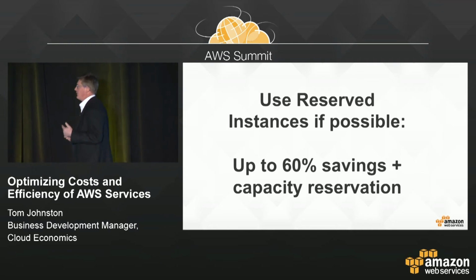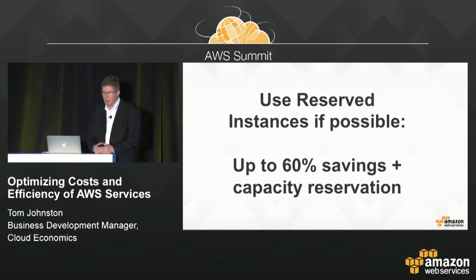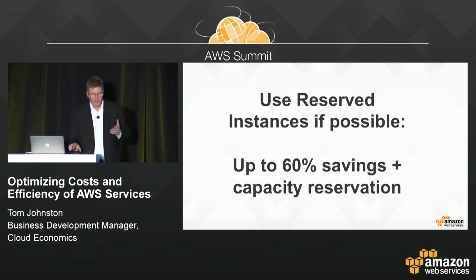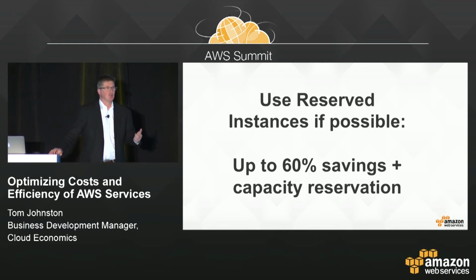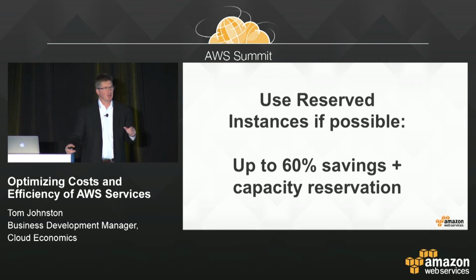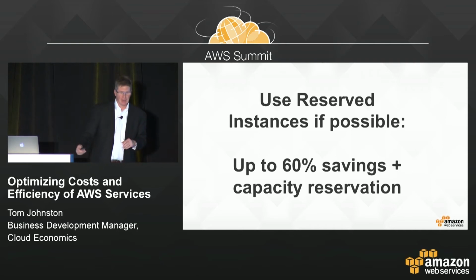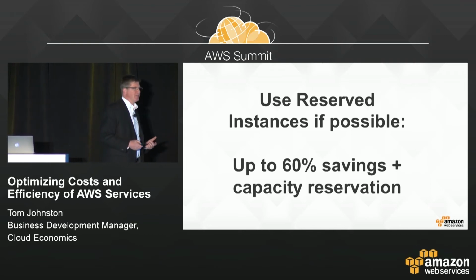What the 60% savings means for a 3-year RI, or roughly 40% for a 1-year RI, is you don't have to use that instance the entire term of the reservation to save money. So let's say you're looking at a 1-year reserved instance, but you're only going to use it for 10 months. You're still better off doing that than you are using an instance on demand for 10 months. The break-even's roughly around 8 months for a 1-year RI. It's about 1.5 years for a 3-year RI. It's a great way to save money.